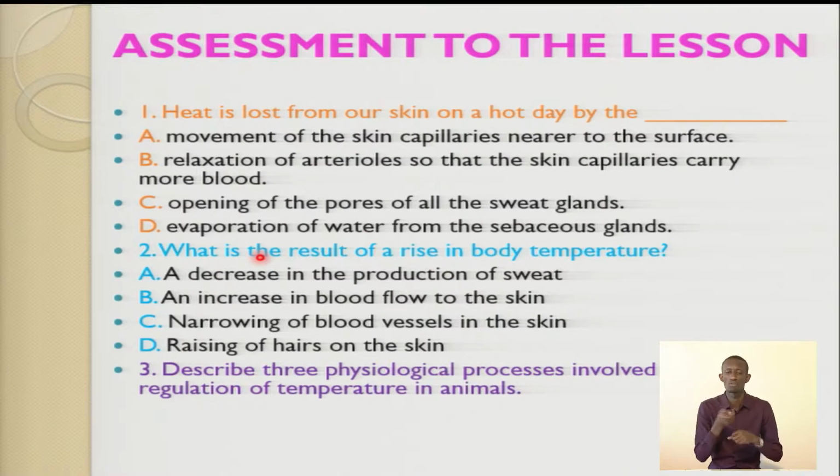Number 2, what is the result of a rise in body temperature? Decrease in production of sweat, an increase in blood flow to the skin, narrowing of blood vessels in the skin, a rise of the hairs on the skin. Number 3, describe three physiological processes involved in the regulation of temperature in animals.